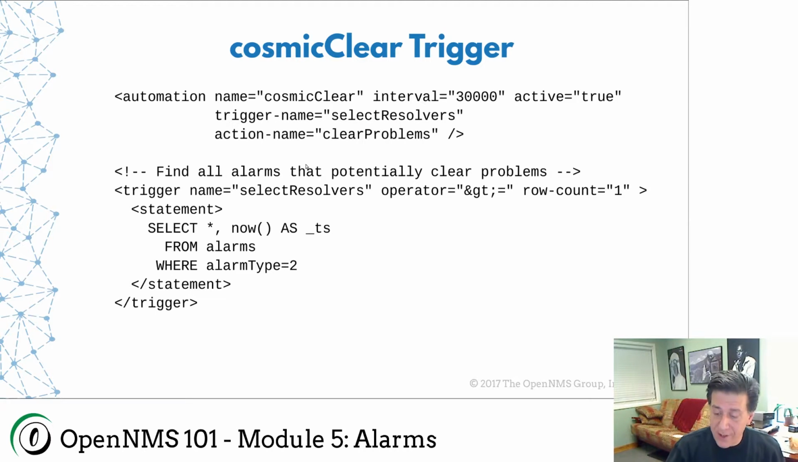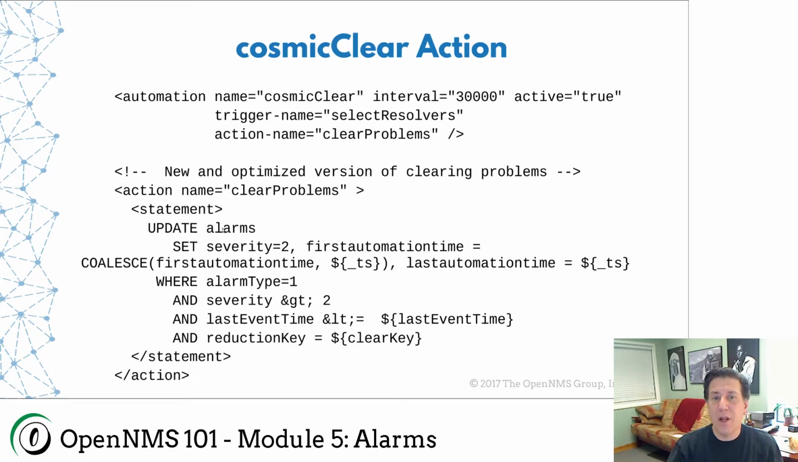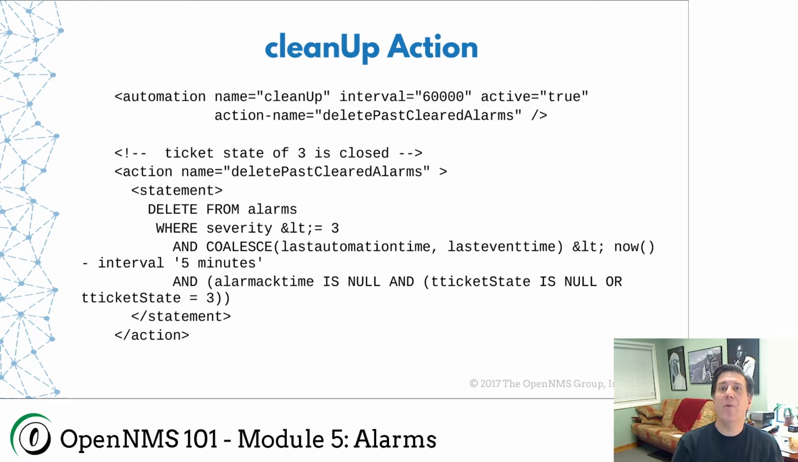This trigger was fired. So then it ran the action. It says, I want to update alarms, set severity equal to 2, where alarm type equals 1. The unhappiness alarm had an alarm type of 1. Severity greater than 2. It had a severity of 6. It was a major event, so severity equal 2. The last event time was less than or equal to the up time, the time of the resolution event, and then the reduction key matched the clear key, so it cleared it. And then within 5 minutes, as long as I don't acknowledge this or open a ticket, that alarm will be deleted because its current severity is less than or equal to 3.